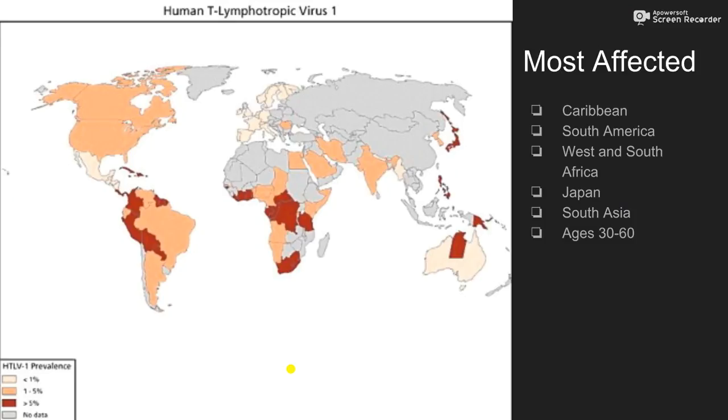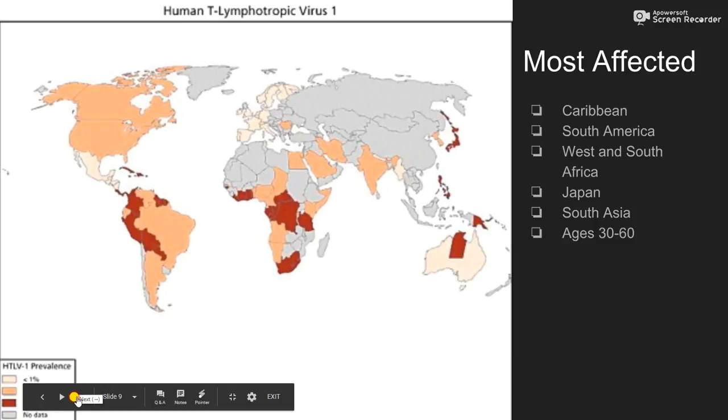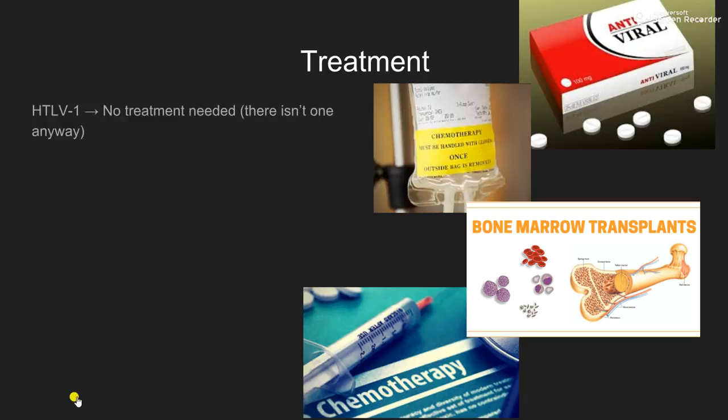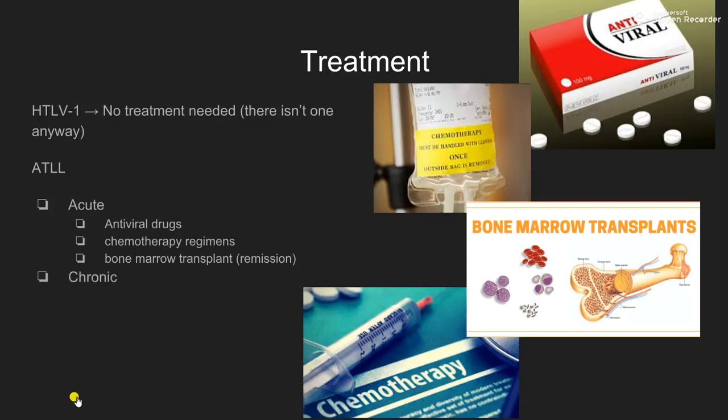The treatment for HTLV-1 is non-existent because there isn't one that exists and none is needed for the 95% that don't exhibit symptoms. However, for ATLL, if it's acute, patients are treated with antiviral drugs, chemotherapy, and if they experience temporary recovery, a bone marrow transplant. If the ATLL is chronic, they monitor the disease without any treatment until the treatment is needed. If the cancer comes back, patients go through more rounds of chemotherapy.